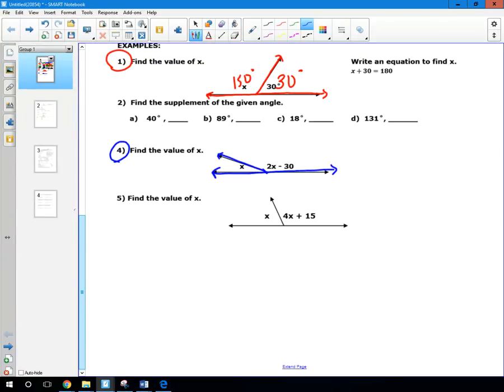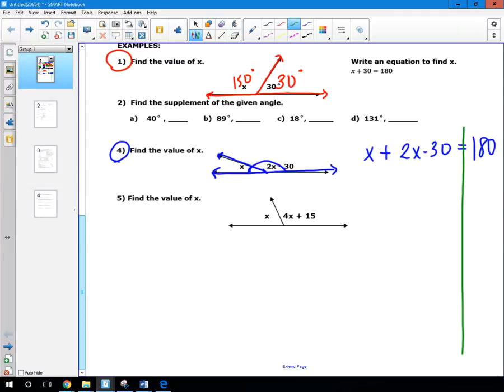So I know that if I were to take angle x and add it with 2x minus 30, if I were to take both of these angles, this angle and this angle, they should give me 180 degrees. So I can set up an equation and solve for that value of x. Okay, and just like we've been doing with equations, we're going to simply try to find what x is.